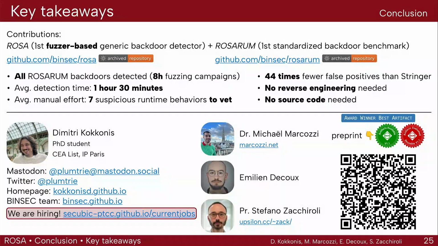So yeah, in conclusion, this is the first generic fuzzer-based backdoor detector and also the first backdoor detection benchmark. We detect all backdoors in it in an hour 30 minutes on average with 7 inputs to vet on average, which is 44 times fewer false positives, without reverse engineering, without the source code.